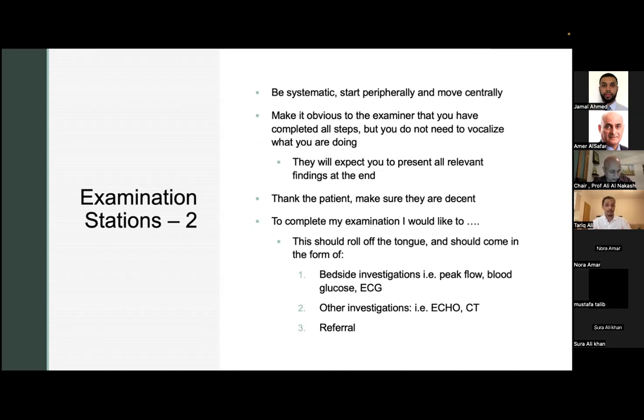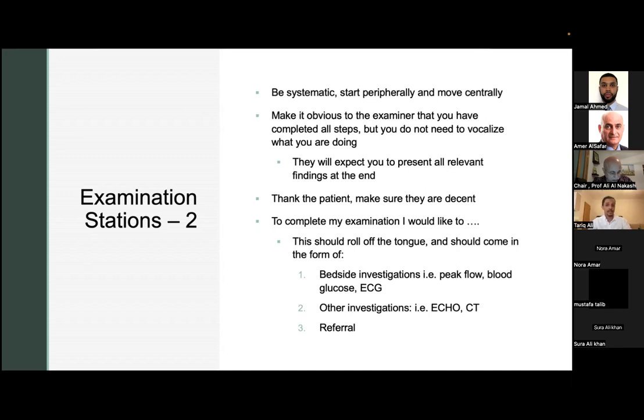The examiner is paying attention to what you're doing. That's what they're there for. You wouldn't examine a patient in ED, for example, and talk out loud to no one. So you're not expected to do the same thing here. Pay attention and make sure that it's drawn to the examiner's attention that that's what you're doing, okay?